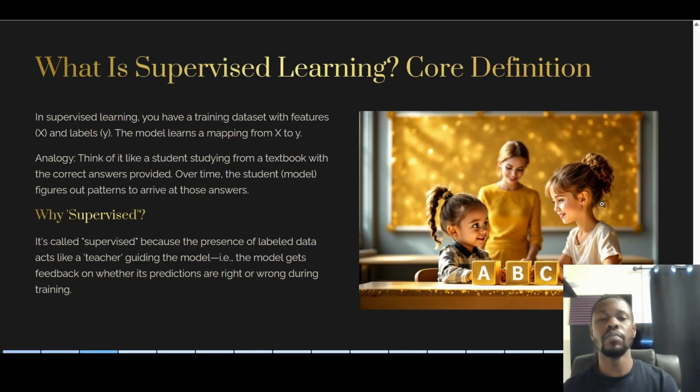So over time, you can imagine that the student, aka the model, is going to be able to figure out patterns as to how to arrive at those answers by looking at many different examples, to understand how to derive the answer now, having seen a sufficient number of examples. And so it's called supervised learning because the presence of this labeled data acts essentially as a teacher guiding the model. The model gets feedback on whether its predictions are right or wrong during training. It has the ability to self-analyze and check to see how it's doing, essentially.